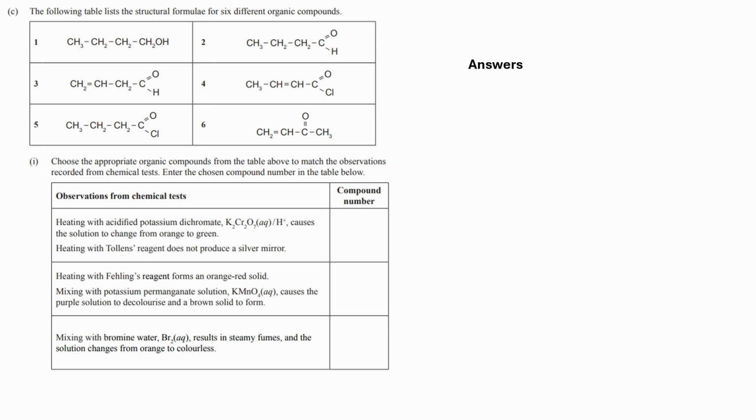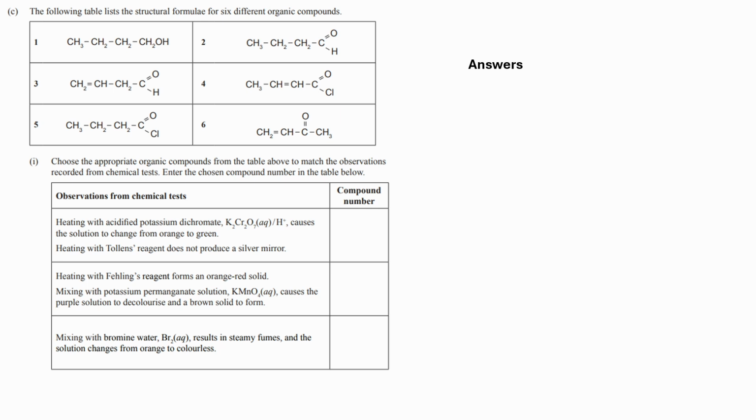Okay, next part to this question. The following table lists the structures for 6 different organic compounds. So we can see here we've got an alcohol, an aldehyde with an alkene on the other side. We have an acyl chloride with an alkene and an acyl chloride, and then we have a ketone here. Now, we choose the appropriate organic compounds from above for the observations recorded from chemical tests. So we've got 2 chemical tests in each row of the table.